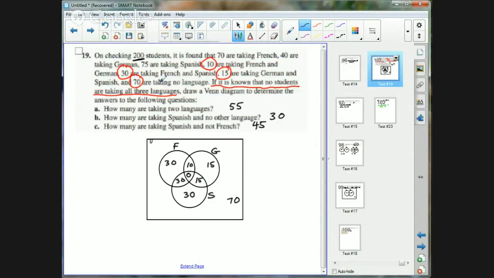Next one up: 30 are taking French and Spanish. So now you go to your diagram, and where do French and Spanish overlap? I'm outlining that right now. Yep, and that has to total 30. And then the last one is what? 10 are taking French and German. So here's the French and German intersection, and that has to total 10. Did you have a question about that?